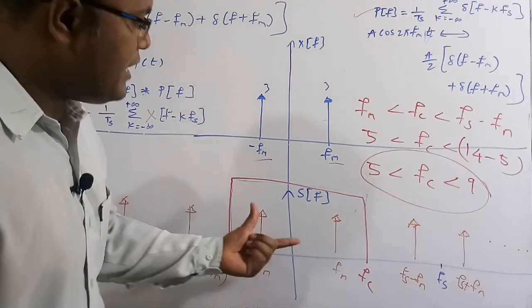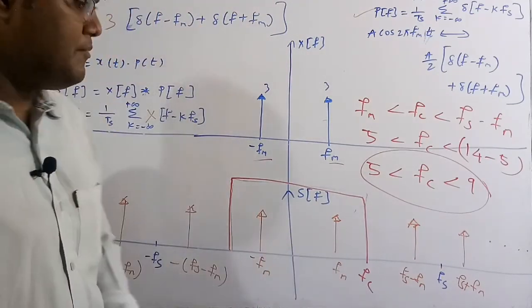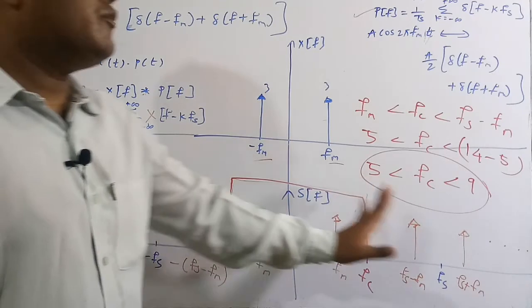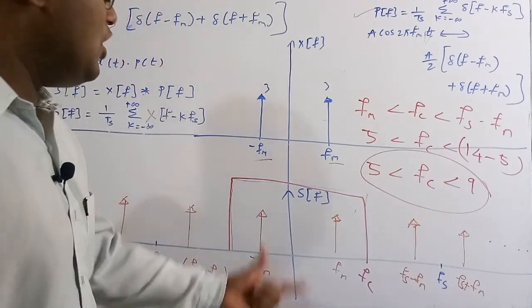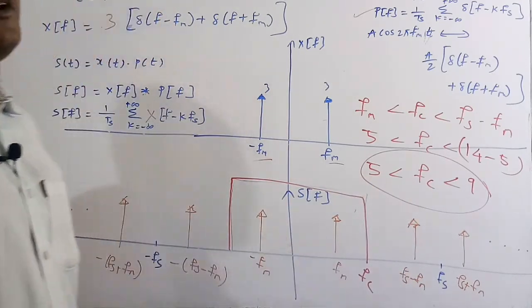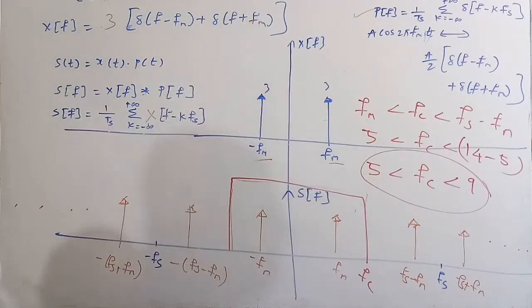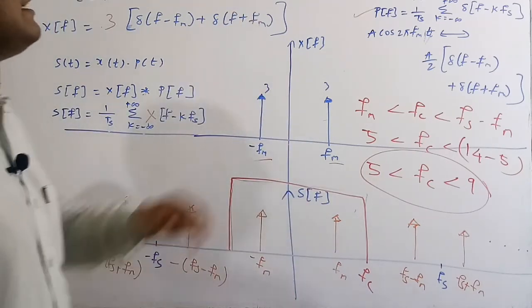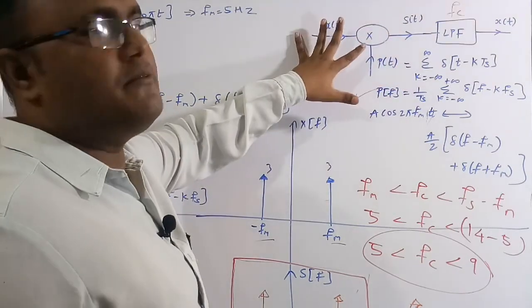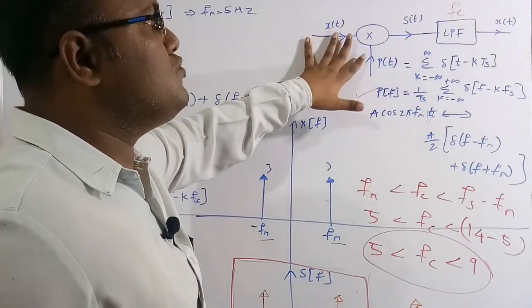Then only are we going to get back this original signal, because all these other components are not going to come out of this low pass filter. Only these two frequency components are going to come out of the low pass filter, which is again the original signal. So finally, s of t is the product, which means s of f has to be the convolution of these two signals.